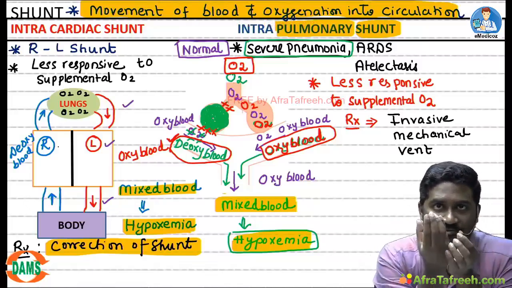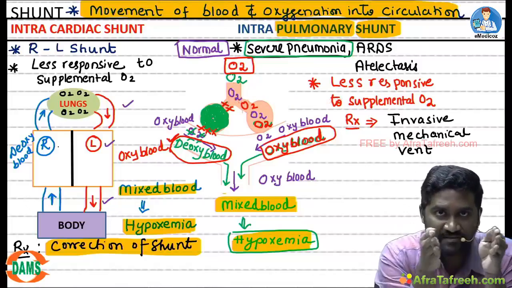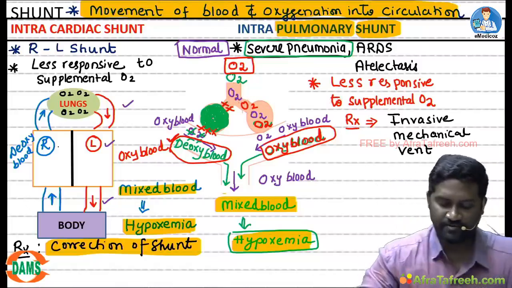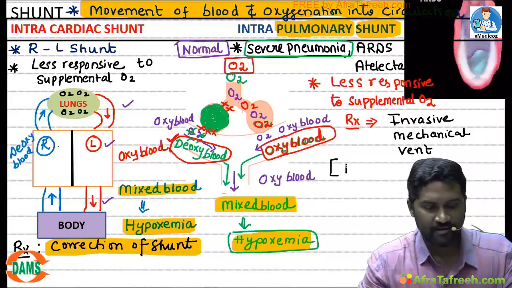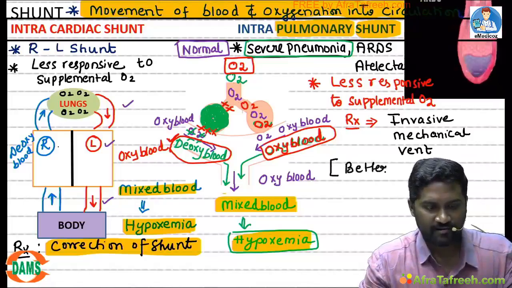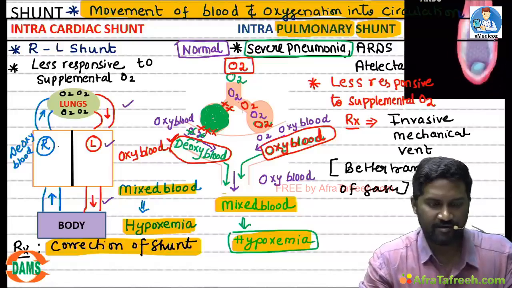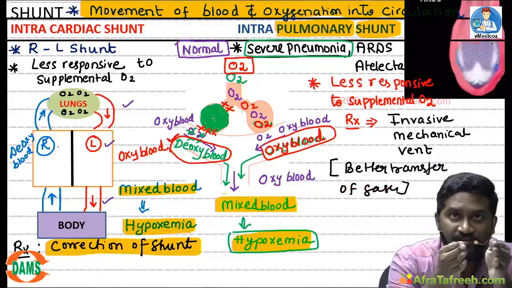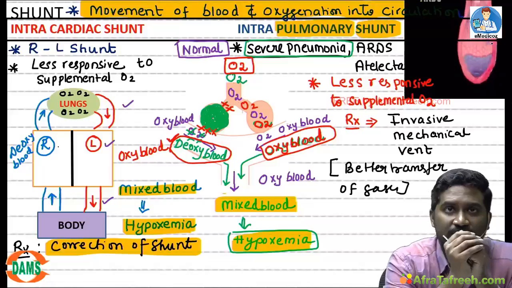Now if the alveoli are filled with secretions, this positive pressure can push the secretions aside and facilitate oxygen entry into circulation. So invasive mechanical ventilation will cause better transfer of gases. You can see in the image there were alveoli filled with secretions. After giving positive pressure, it can push the secretions aside and facilitate oxygen entry into circulation.